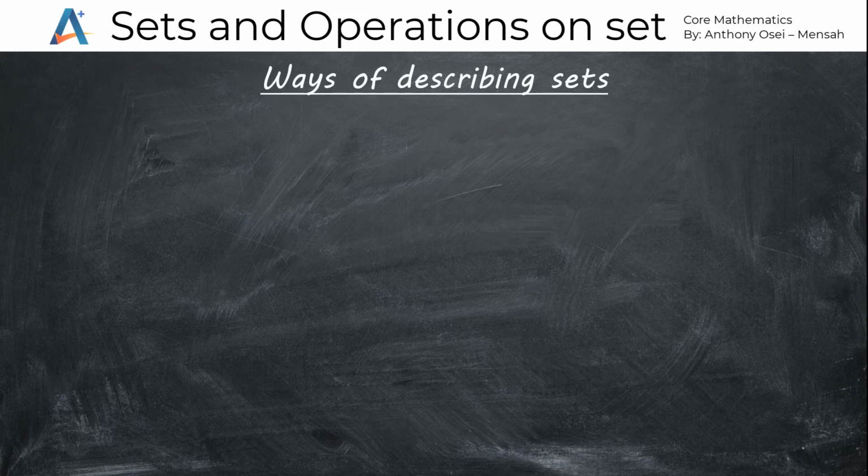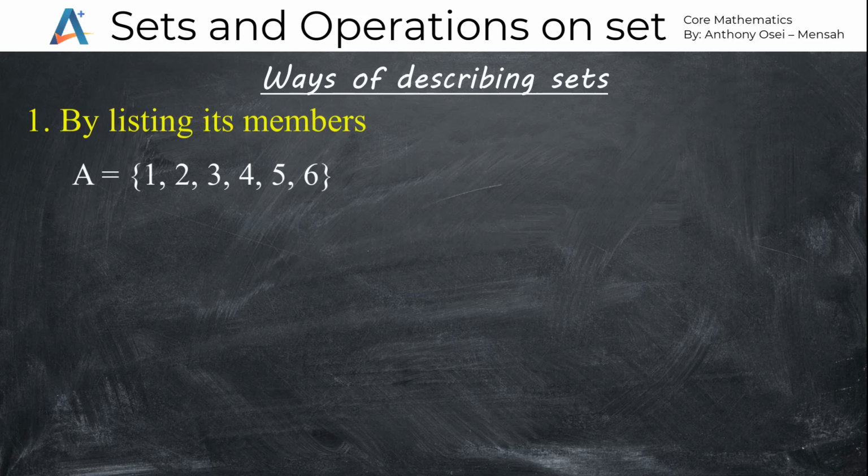So in core mathematics, we'll narrow it down to three major ways in which sets can be described. And the first one is by listing its members. When we talk about listing, we mean we'll put down the members as they are in the set. So listing the members, for example, if I have a set A and I have members like 1, 2, 3, 4, 5, 6. These are the members in the set A.